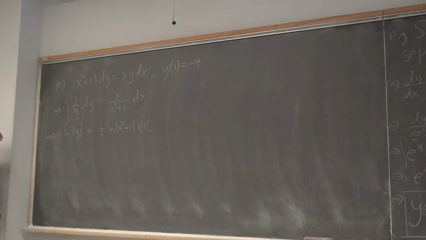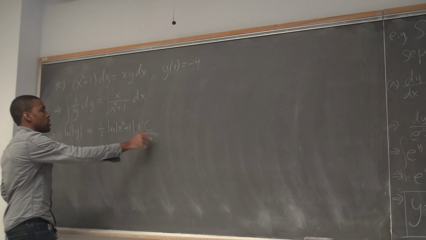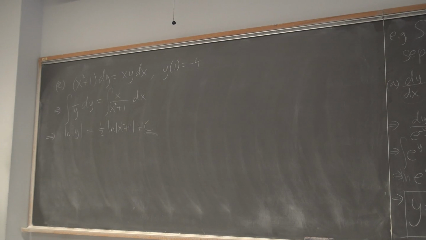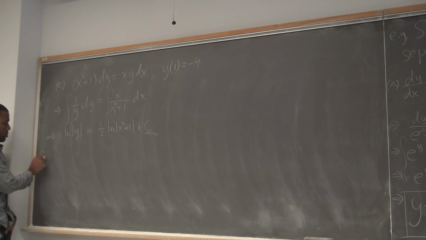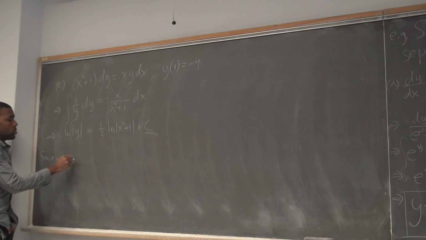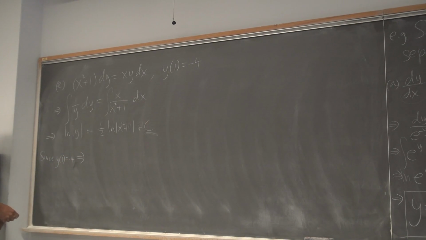So we could solve for y, but I'll probably want to find this c first. Let's say I wanted to find the c right now. How would I do it? Plug in one where there's a y. Since y of 1 is equal to minus 4, what does this mean? What would the y values be? Y is negative 4 when x is 1.